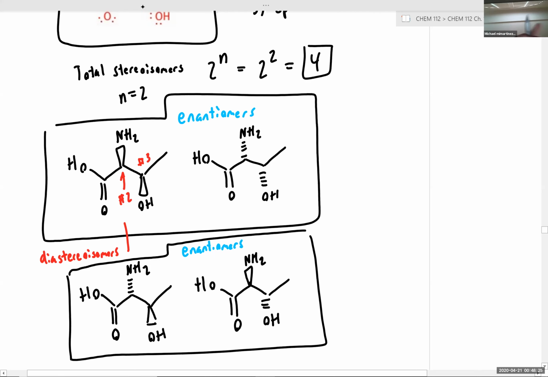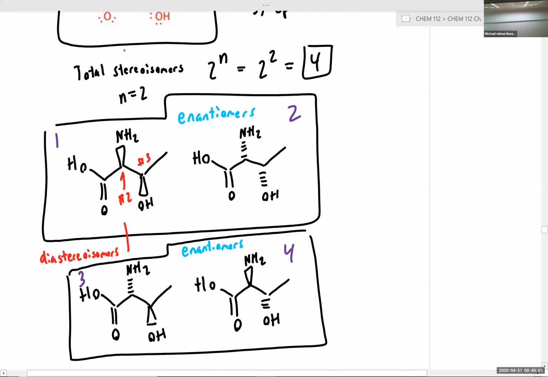Okay, now I'm going to put some numbers. So 1, 2, 3, 4. So which pair of molecules are diastereoisomers that I have not yet labeled? Besides 1 and 3. But that's very good. You're on the right track. Let's try to find another pair of molecules that are diastereomers.